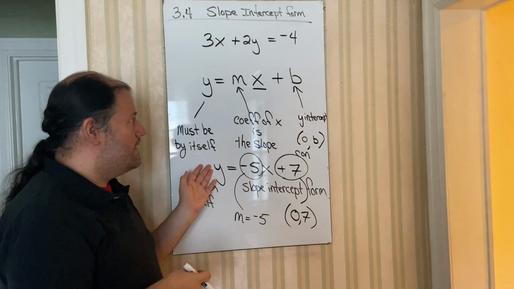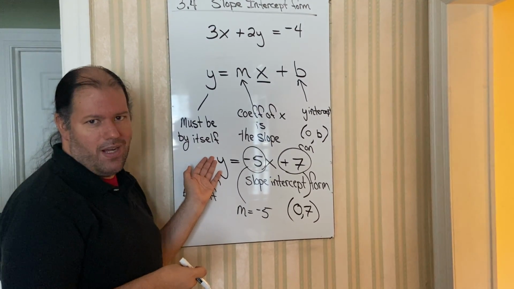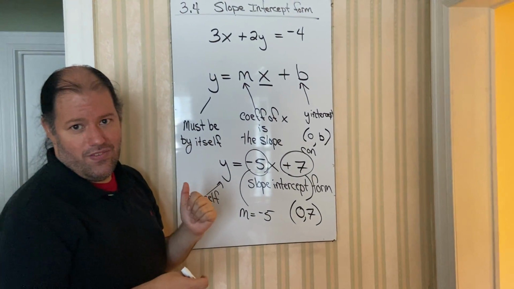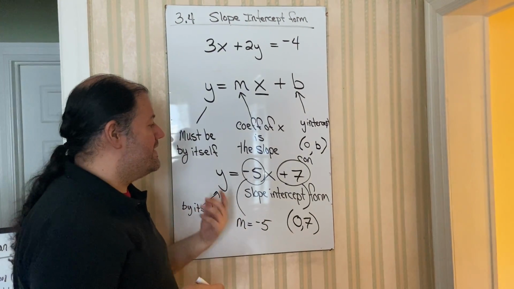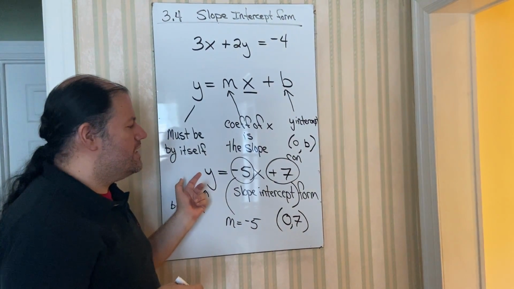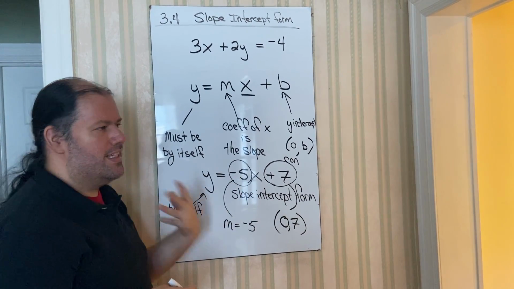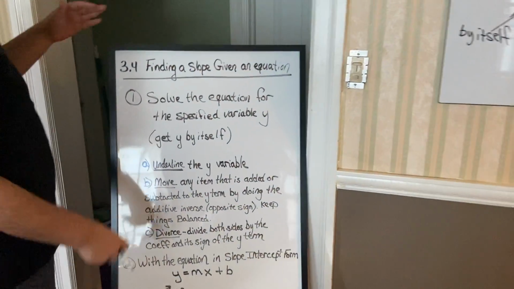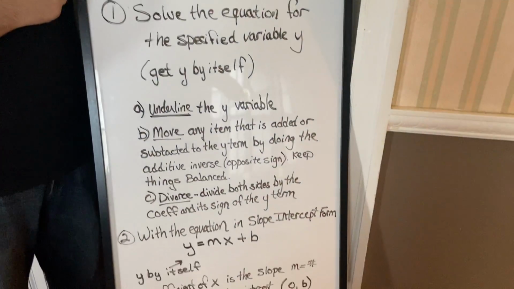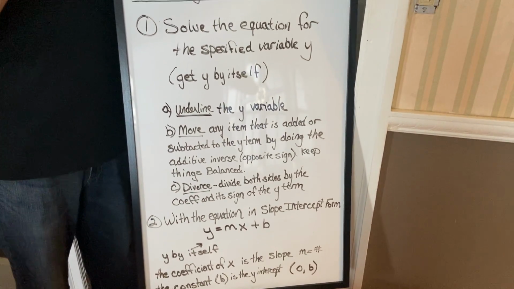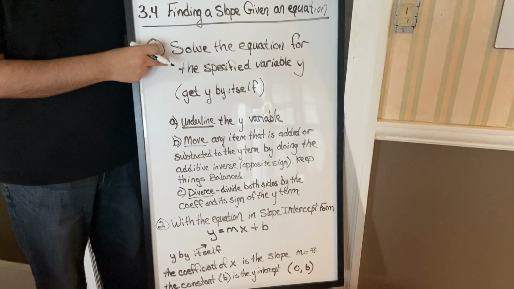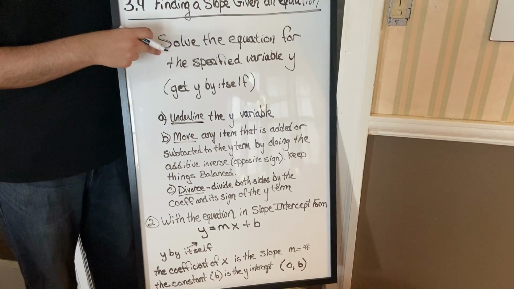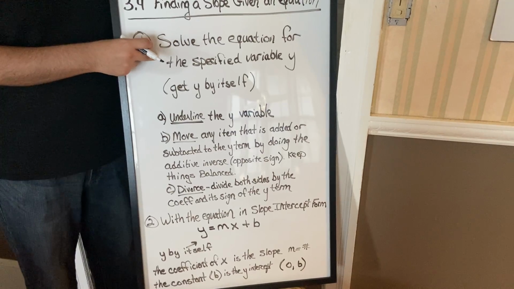Now the problem is, not every equation is going to have y by itself. Let's go back to this guy. Y is not by itself. So let's talk about the steps so that we can easily say, oh, the coefficient of x, that's my slope. I wrote out the steps over here. To find the slope given an equation, where we don't have to worry about finding points, the first thing we have to do is solve the equation. We need to get y by itself.